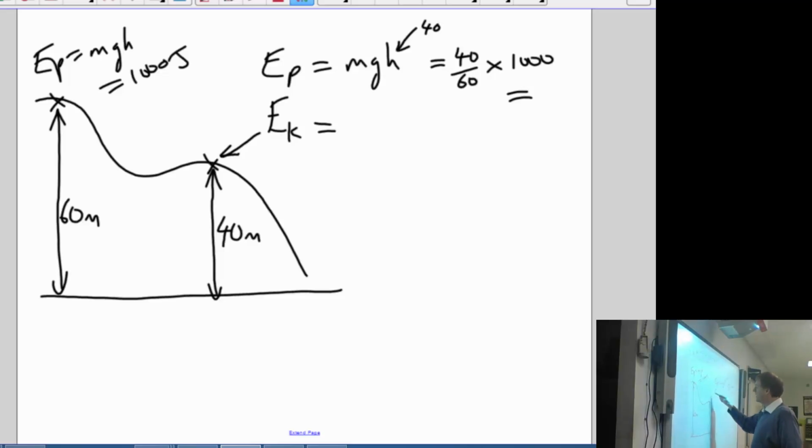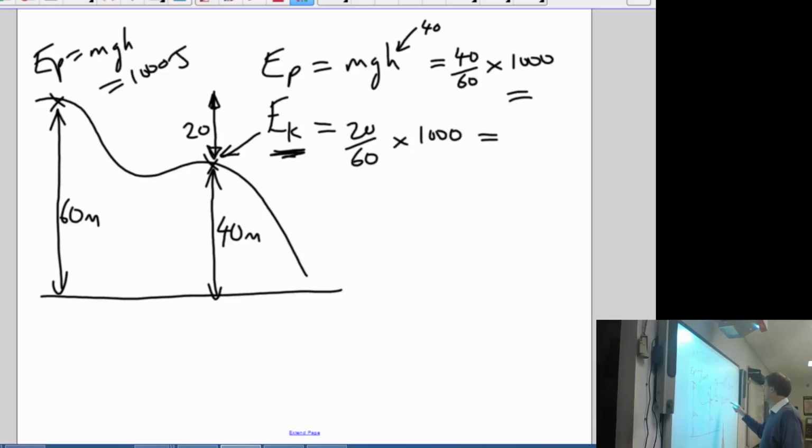The kinetic energy here, though, is based on the potential energy it's lost, based on the height it's fallen through. And it's fallen through 20 metres out of the 60. So it's gone through 1/3 of the original. Okay? So you could do that as 20/60ths of 1,000. So that's a way of working out the kinetic energy. You look at how much it's fallen through as a fraction.